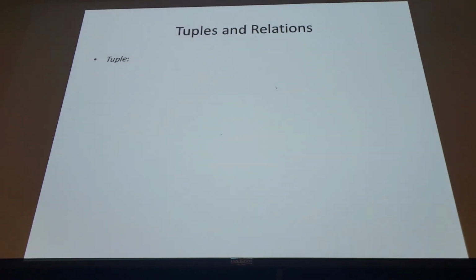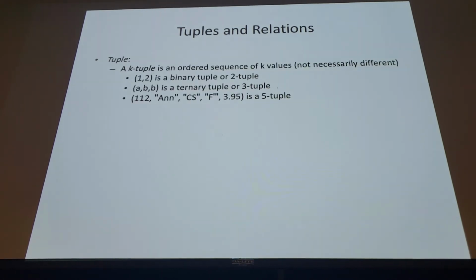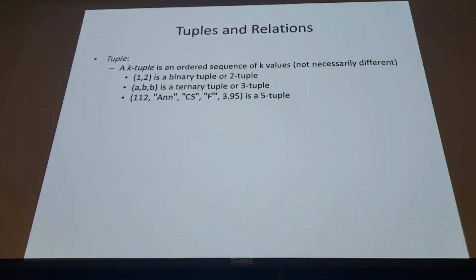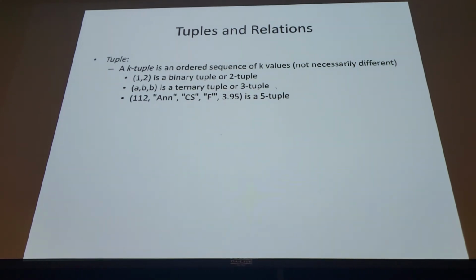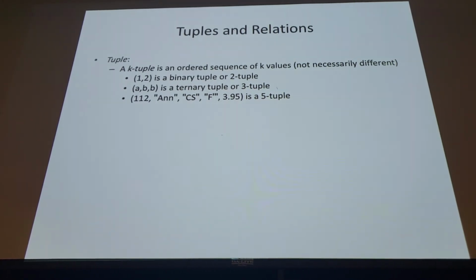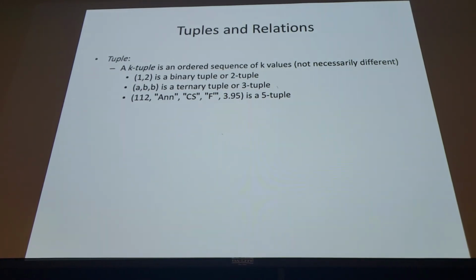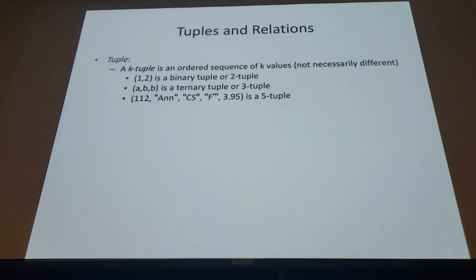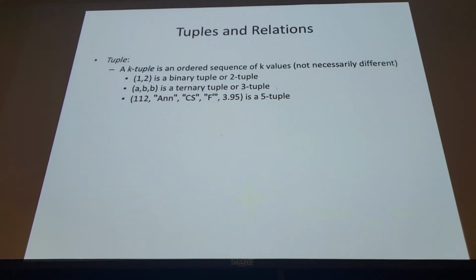Okay, tuples. Come to say tuple. What's a k-tuple? A k-tuple is a sequence, an ordered sequence, order matters, of values. It has to be k values, which is why it's a k-tuple. The values don't have to be different from each other, because there are k positions and the same value might appear in more than one of those positions. And so 1, 2 is a binary tuple, or this is fun to say also, a two-tuple. So 1, 2 is a two-tuple.